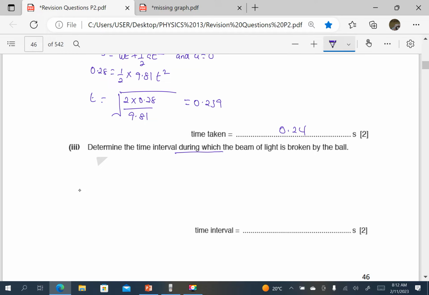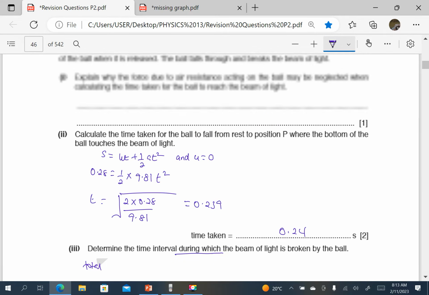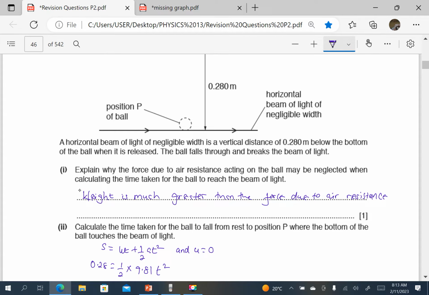Number one, we can begin by finding the total distance falling if we include the diameter of the ball. We find the time for that total distance and we subtract the time if we did not include the diameter of the ball. If the ball crosses the beam, the whole ball crosses the beam. By the time the ball is here, it has finished crossing the beam.